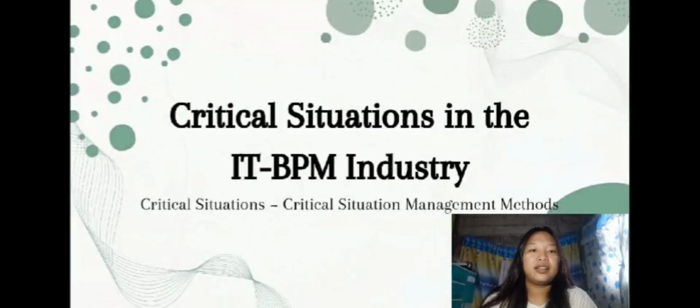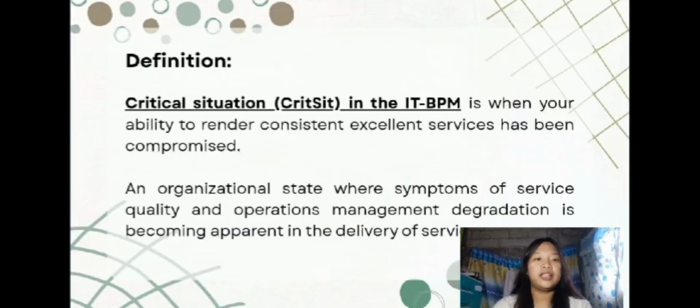The next topic is critical situation in the IT BPM industry. This is a slide defining a critical situation. CRITSIT definition: it's when the ability to provide consistently excellent services is compromised. Organizational state: it's an organizational state where signs of decline in service quality and operational management become evident in service delivery. A CRITSIT indicates a problem that impacts the quality and reliability of services in the IT BPM sector.